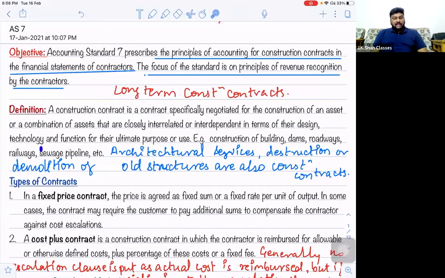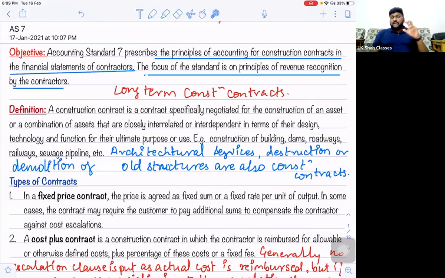Now, what it says, a construction contract is a contract specifically negotiated for the construction of an asset or a combination of assets that are closely interrelated or interdependent in terms of their design, technology, and function for their ultimate purpose or use. So basically, it can be one single asset or it can be a combination of two, three, or four assets which are interrelated with each other, or technically they are one and the same, right? So here you enter into a contract for construction of such assets. Example, construction of buildings, dams, roadways, railways, sewage pipelines, etc.